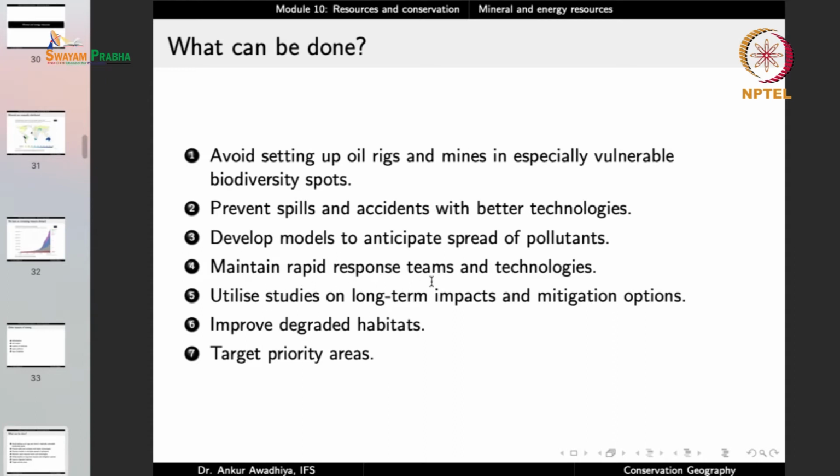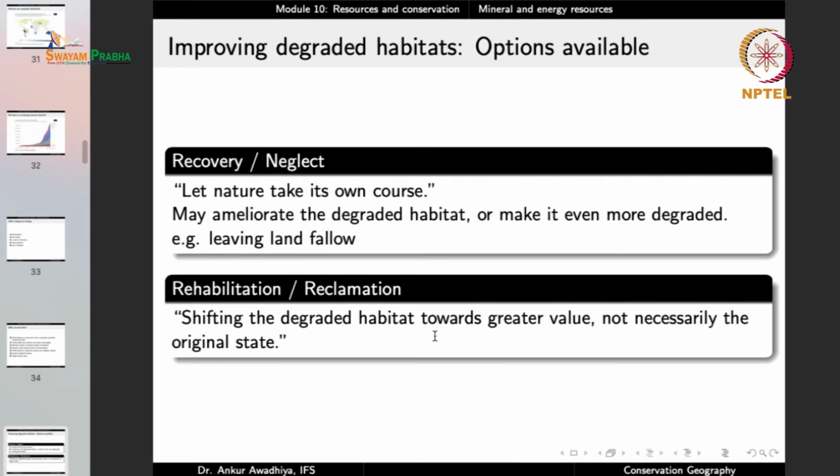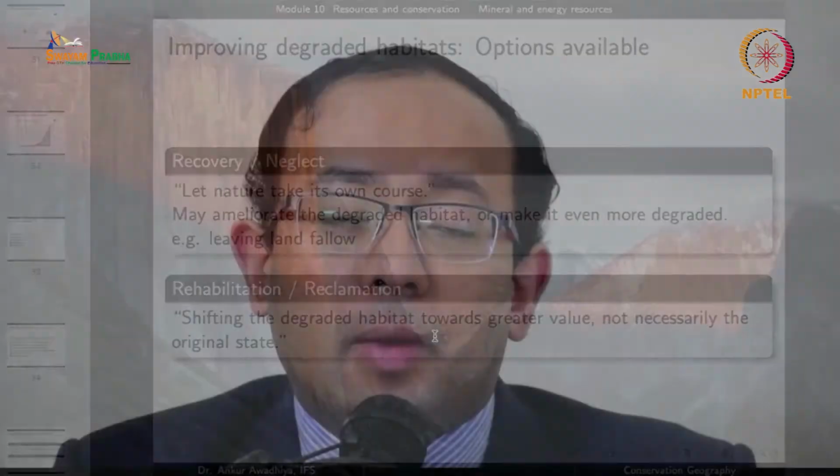We need to maintain rapid response teams and technologies. Utilize studies on long-term impacts and mitigation options. Studies have to be done, and those studies should not just remain there in the reports, they have to be put to use. We need to improve the degraded habitats and especially targeting priority areas. And when we talk about improving the degraded habitats, we have several options that are available. One is the option of recovery or neglect. We let nature take its own course. That is, once we have done mining, there is a degraded habitat, we do not do anything.